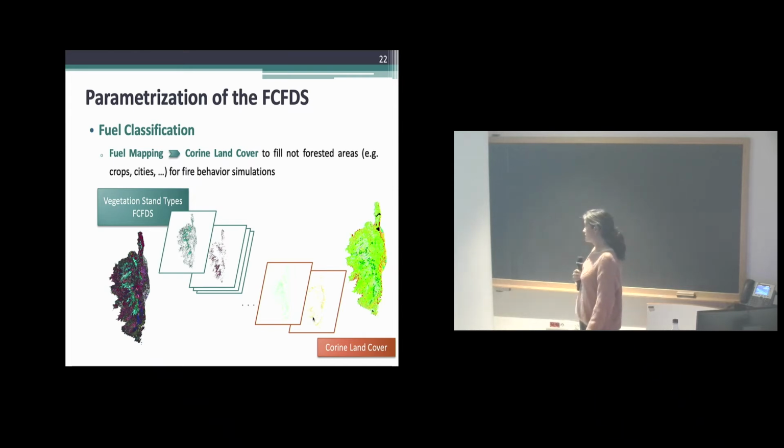Of course, for running simulations of fire spread, we don't have only vegetation, we have cities, rivers, and so on. So we also use the CORINE land cover to fill non-forested areas, sort of stacking all the layers.